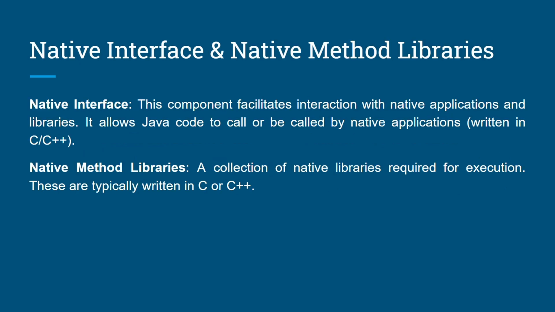Native interface. This component facilitates interaction with native applications and libraries. Last, native method libraries. These are the platform-specific libraries required by the JVM to interact with the underlying OS. These libraries contain native code and the JVM uses them to perform tasks like I/O operations, memory management, and so on.